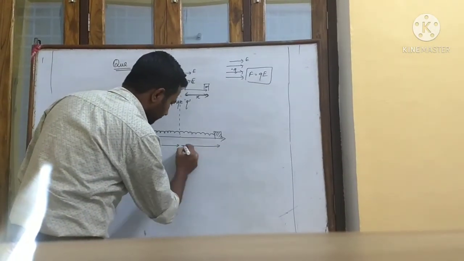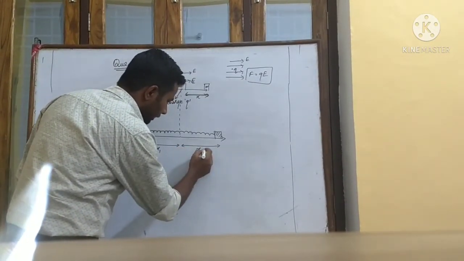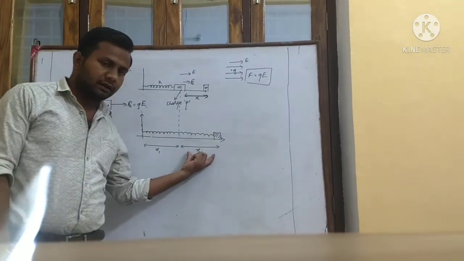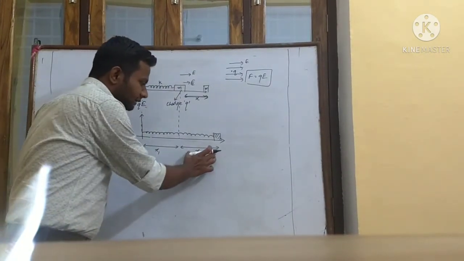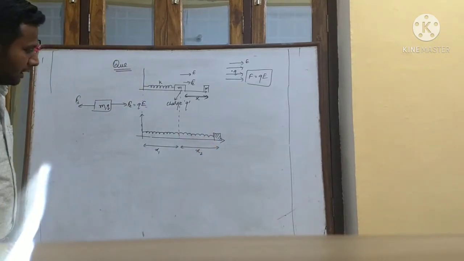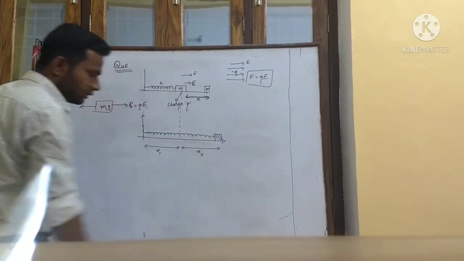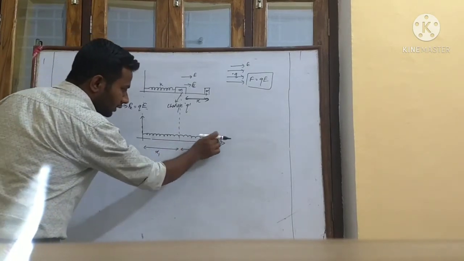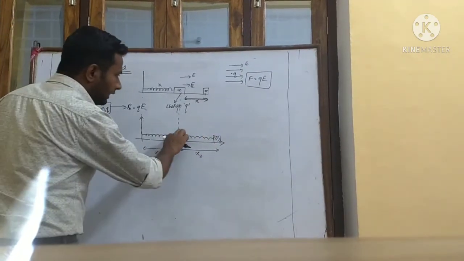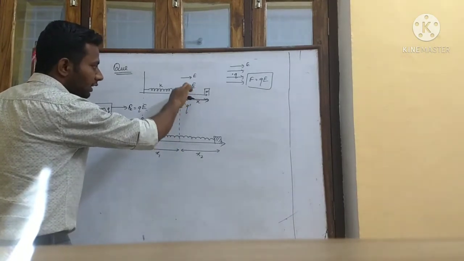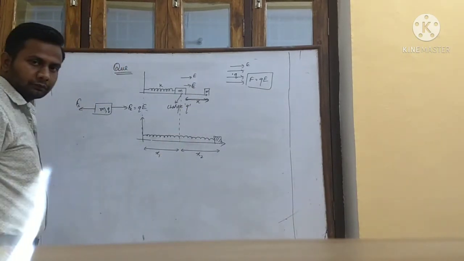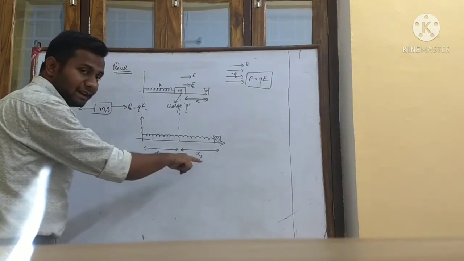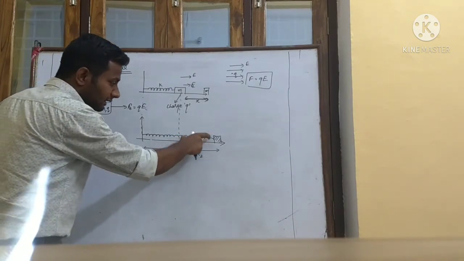Suppose this is x2. What I am saying is that this is x2, the maximum extension in this spring. Now see how to get x2. You can see this block is moved from here to there, so definitely there will be work done due to electrostatic force. The same work done will be converted into spring energy in this spring.